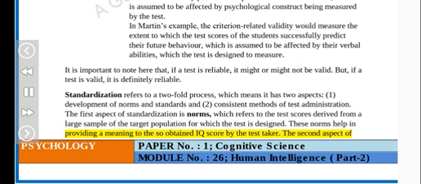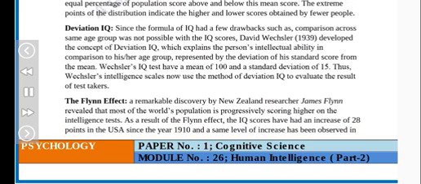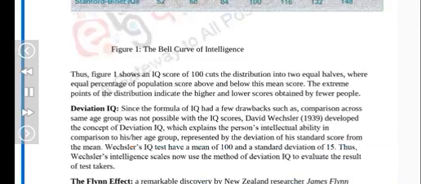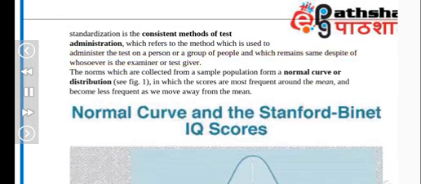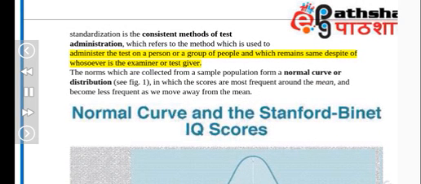The second aspect of standardization is the consistent methods of test administration, which refers to the method which is used to administer the test on a person or a group of people and which remains the same regardless of who the examiner or test giver is. The norms which are collected from a sample population form a normal curve or distribution, see Figure 1, in which the scores are most frequent around the mean, and become less frequent as we move away from the mean. Figure 1. The bell curve of intelligence.